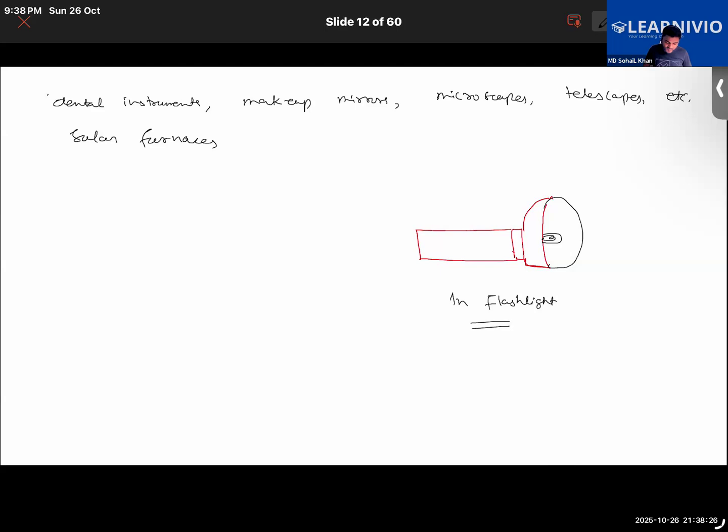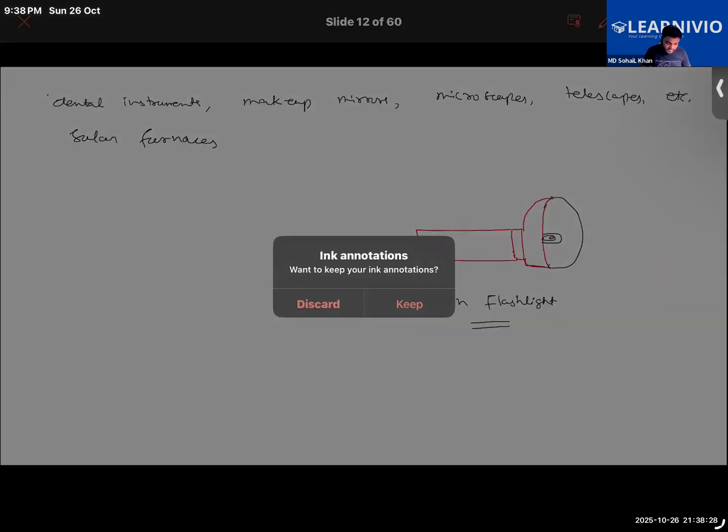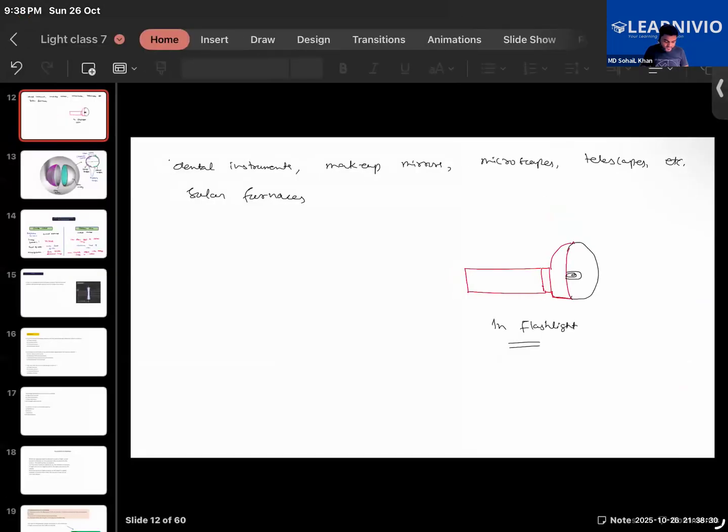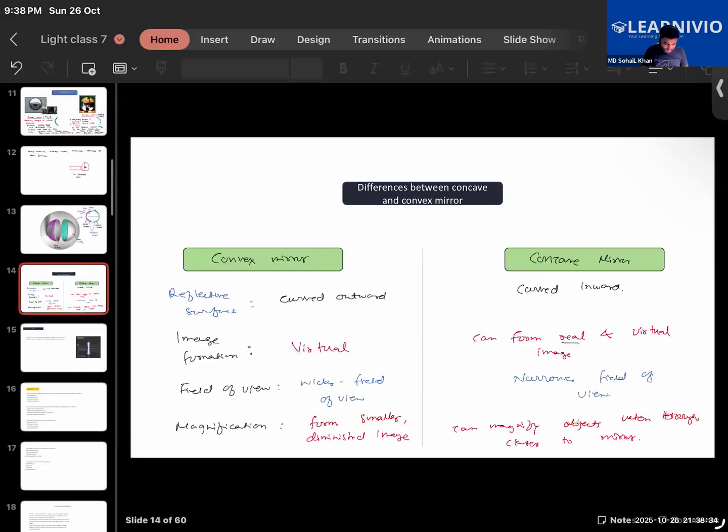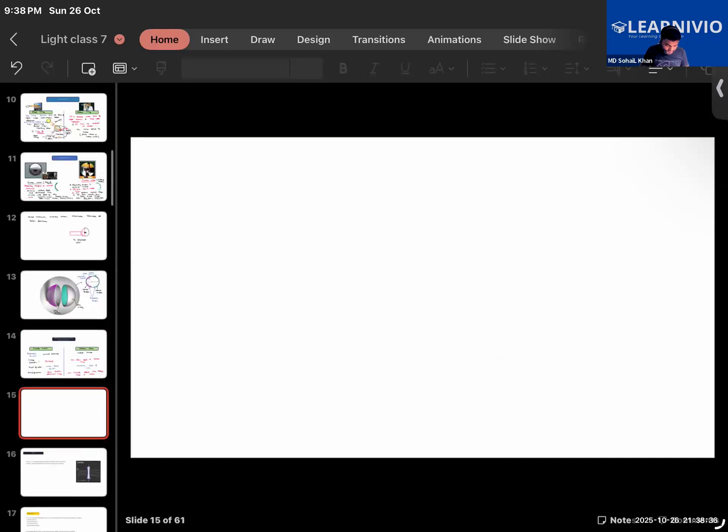Now, there's one more interesting thing which I'm going to discuss about the concave and the convex mirror. After that, we are going to continue with a new topic today. One second, please.